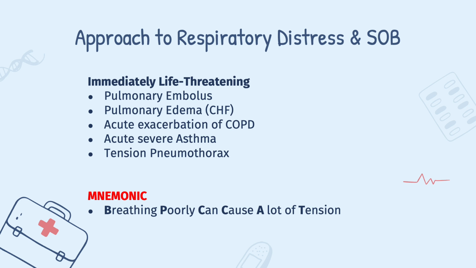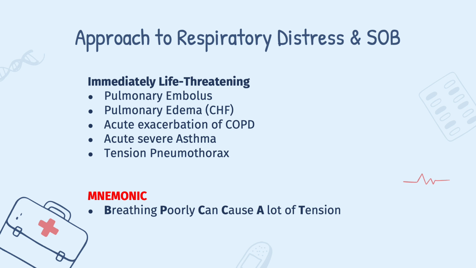So our general approach to patients who are short of breath or in respiratory distress or arrest, think about those life-threatening situations. So our big killers. So pulmonary embolus, pulmonary edema. So I'm thinking about congestive heart failure patients, acute exacerbation of COPD, acute exacerbation of asthma, and our tension pneumothorax. So I like the mnemonic: breathing poorly can cause a lot of tension, which is all of our kind of shortness of breath killers.